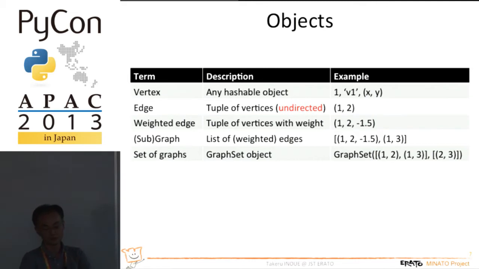A graph or a subgraph is a list of edges, and a set of graphs, that is our focus, is represented as a graph set object. In this example, the graph set object includes two graphs or two lists of edges.